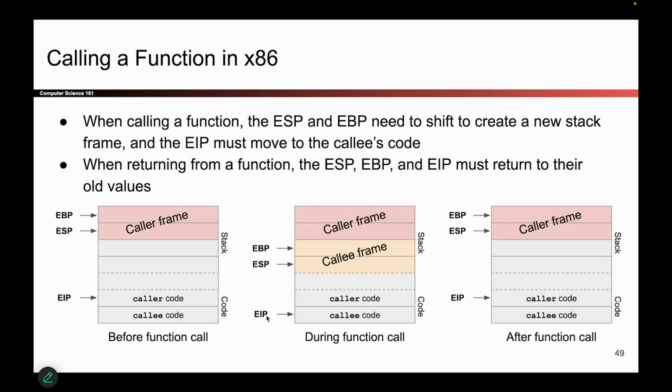And also, the EIP, the instruction pointer, used to be pointing at instructions in the caller. That was main. Now we have to switch it so that it now points at the instructions in foo, because I'm now executing instructions in foo. So when we call a function, these two pointers have to drop down to make a new stack frame, and EIP has to move to point at the instructions in foo.